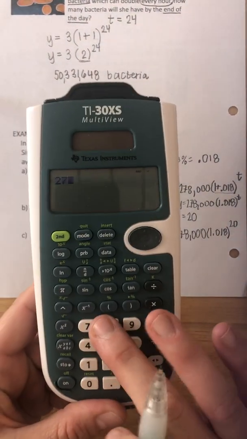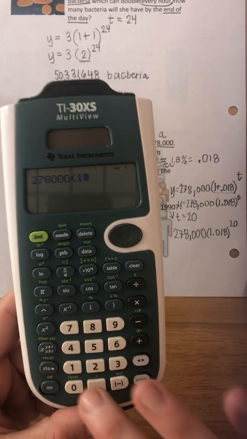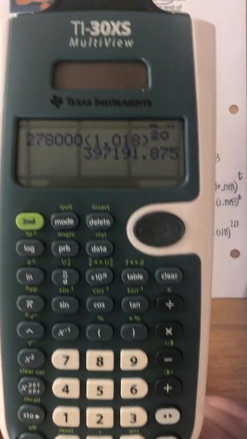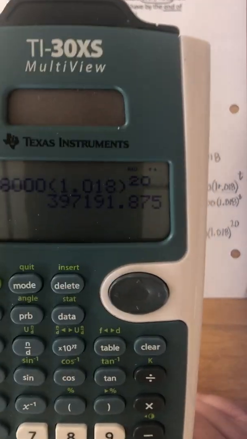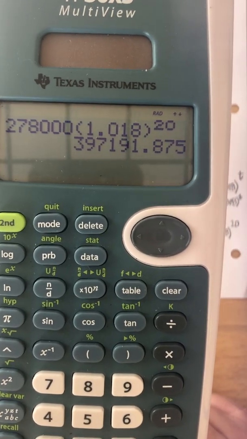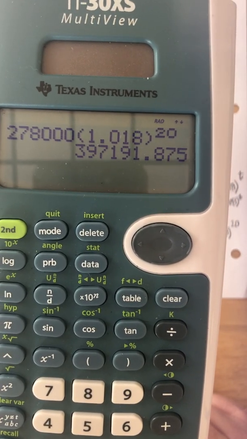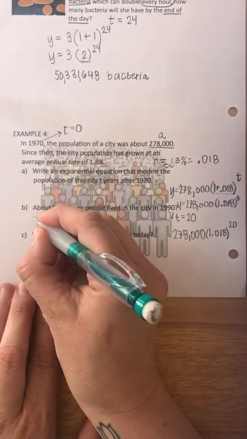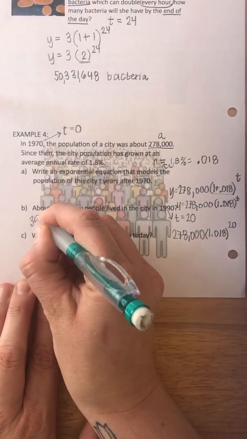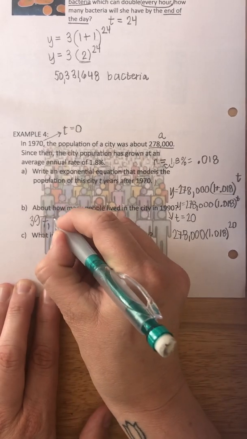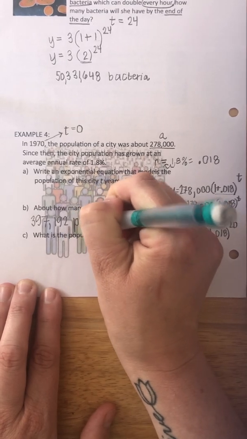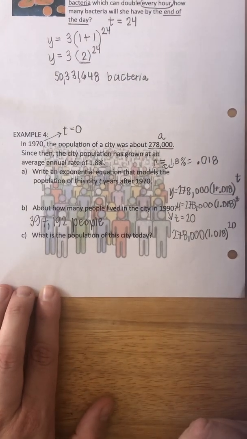So let's plug it in. 278,000 times 1.018 raised to the 20th power. I'm getting this number. What does this number mean? Well, remember this number means the number of people living in the city. I have a decimal. I don't want a part of a person, I want a whole person. So I'm going to round that and say that it's approximately 397,192 people.